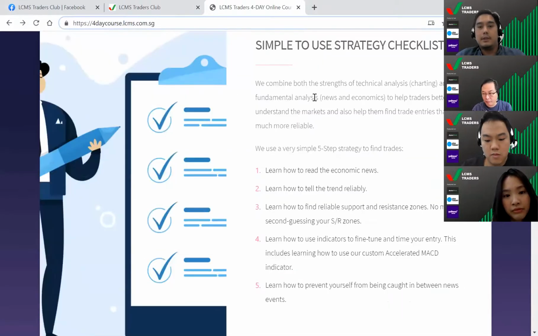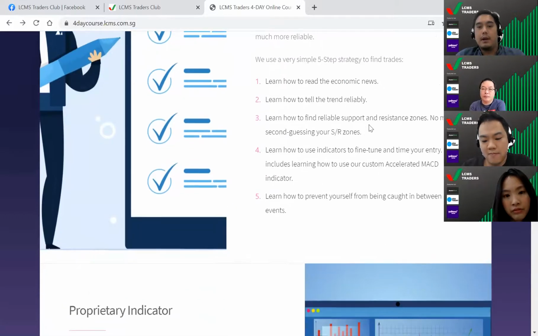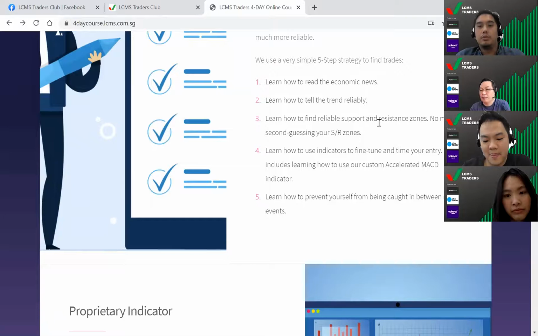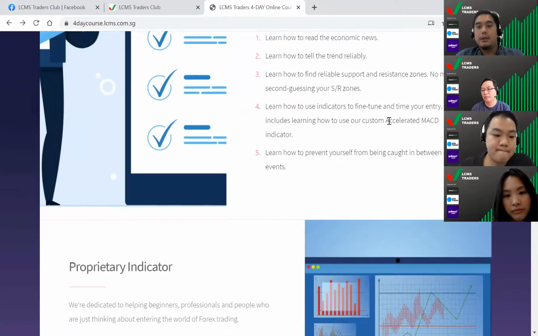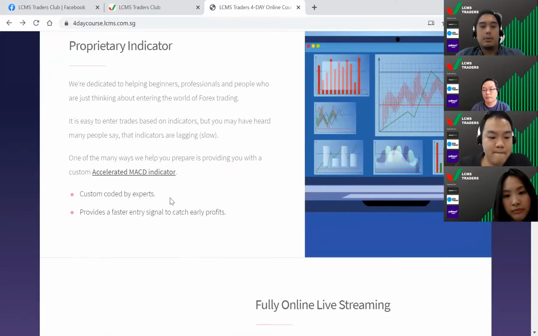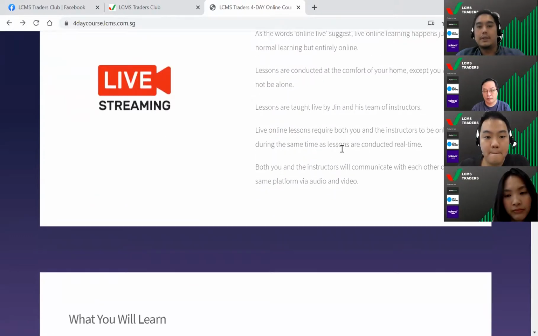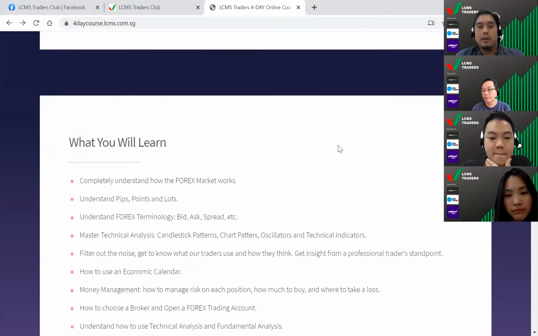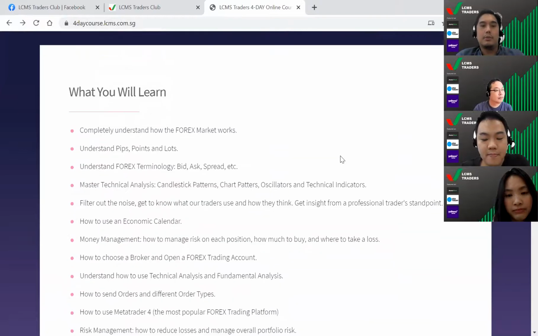What you will learn here is how to read the economic news, like what Jonathan just shared with us, how to tell the trend, and how to find support and resistance zones, the blue lines that you see on Jonathan's chart. Using the indicators, we provide you a custom accelerated indicator, custom coded by experts, which provides a faster entry signal to catch early profits. And most importantly, it's live. It's a live stream, not a recording, so you can interact with us live and get any questions answered before we go on to the next section, instead of getting lost without getting our questions answered and then moving on. That would be a disaster.